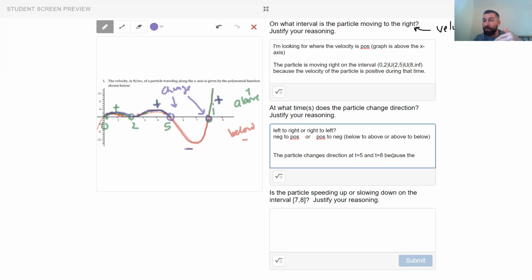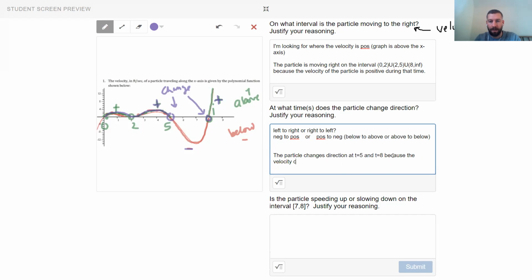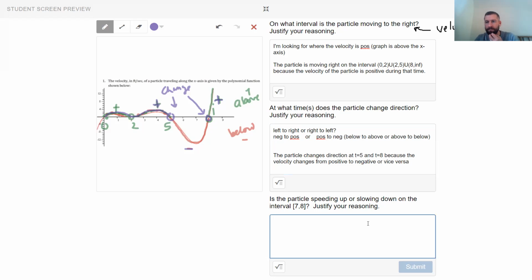because, and I'm going to now refer to the velocity, velocity changes from positive to negative, or vice versa, right? And then lastly, okay, so that's kind of just changing the direction.